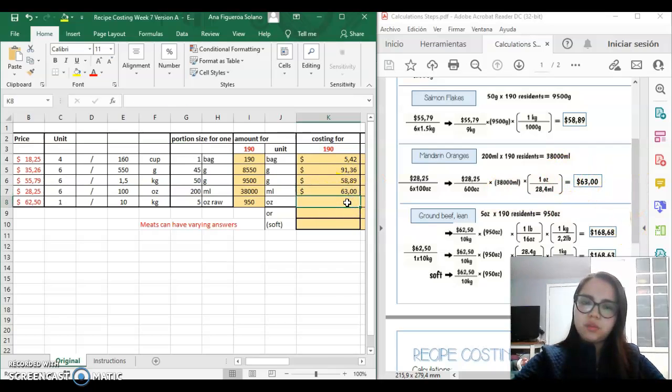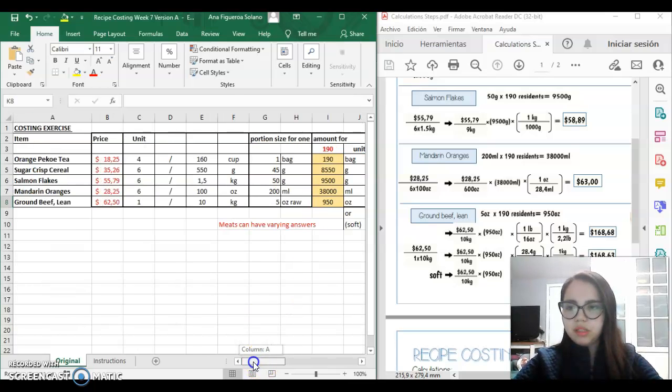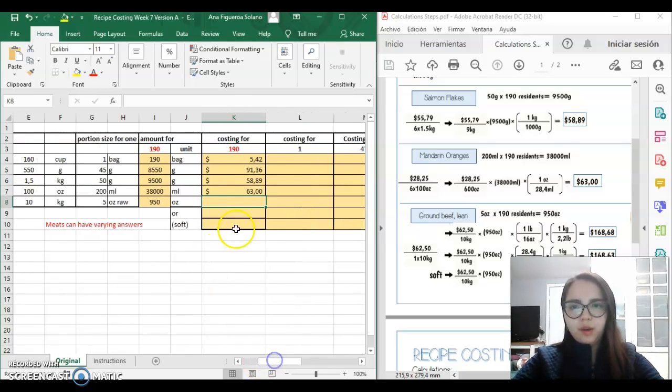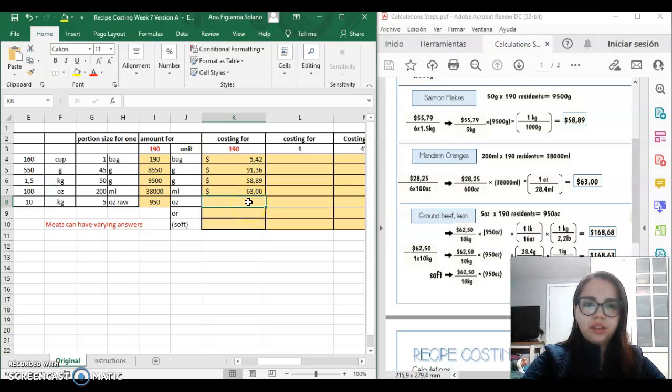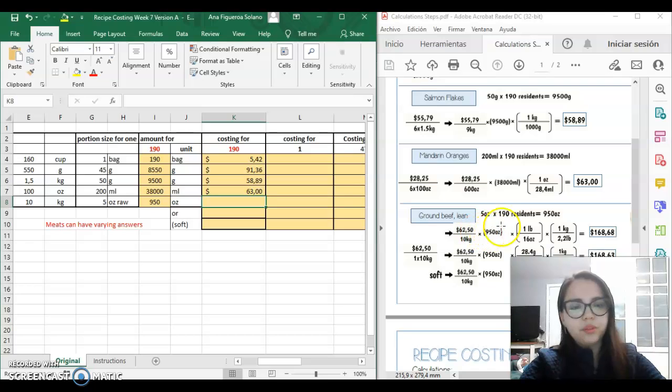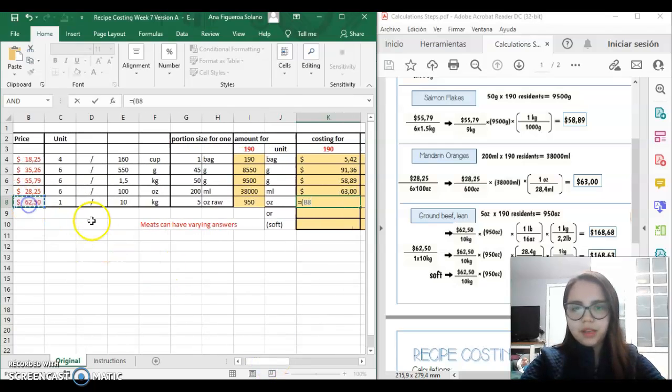And the last one. In the case of the meat, we have ground beef. We can have different answers, so we're going to do it in 3 different ways. The first one, I'm going to go from ounces to pounds and pounds to kilograms. So equal, open bracket, select the price, divided in 10 because it's just one of 10 kilograms, so divided in 10, multiplied by the total amount, which would be 950 ounces.